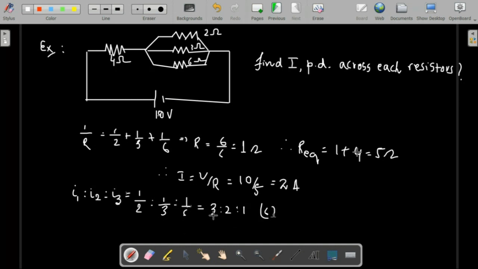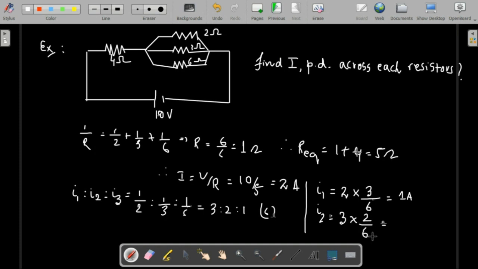So I can easily find out what is my I1, the current across 2 ohm. It is nothing but whatever is the total current that is flowing, it's 2 amperes into how many parts it needs, three parts of the total. The total is 6, so it is 3 by 6. So if we take this, this would be 1 ampere, right? And I2 would be equal to nothing but, this was about 3, I think I've taken it right, 3. Okay. So this will be 3. How much part is going to take? It's going to take 2 parts divided by 6.